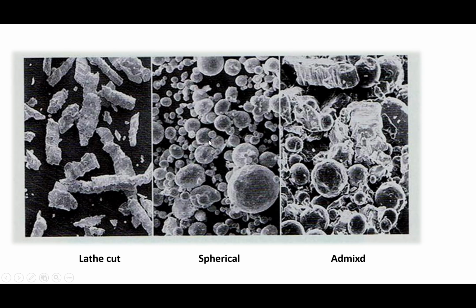Spherical is manufactured by atomization of molten alloy. It has a smaller surface area, and it needs less mercury and less force for condensation. Admix, sometimes called blended, is a combination of lathe cut and spherical. It needs more force for condensation than that required for the spherical, and it also has better proximal contact.